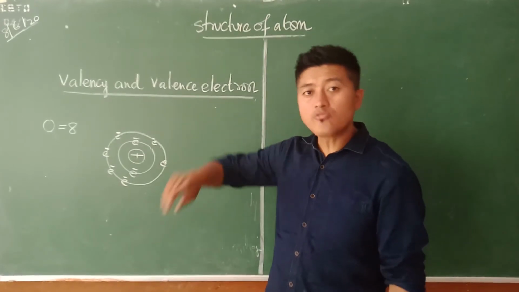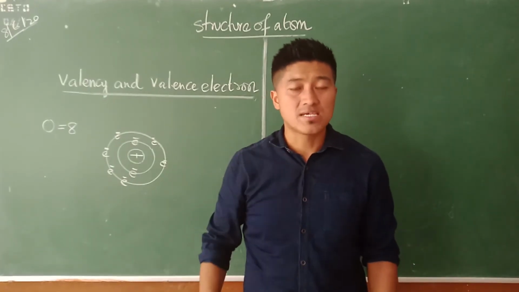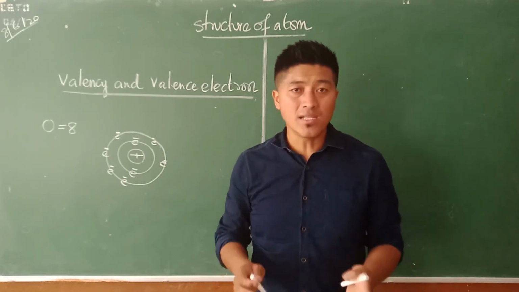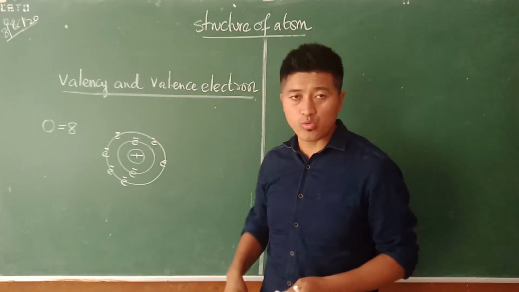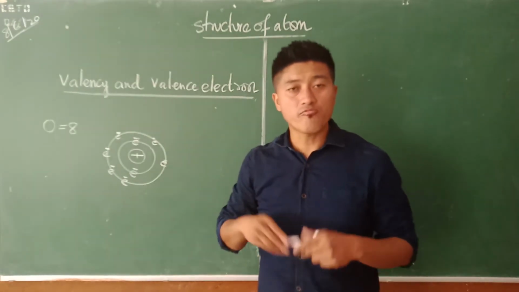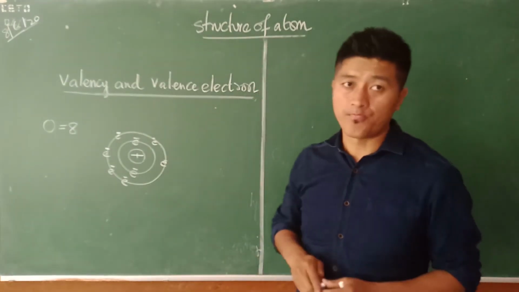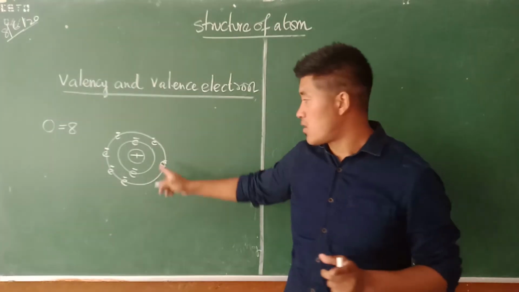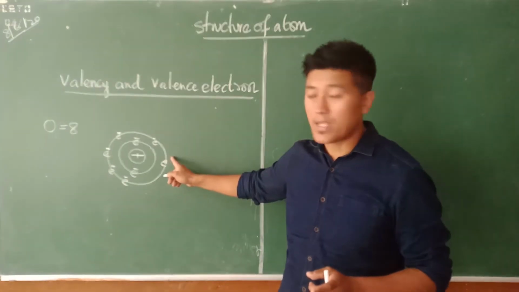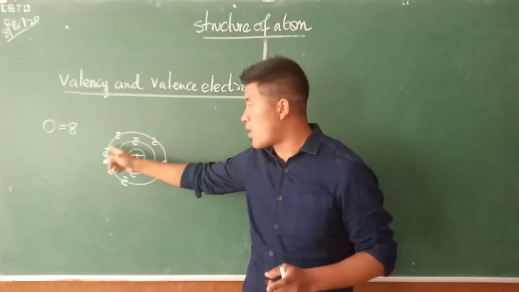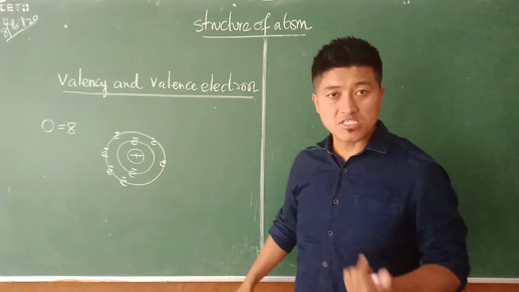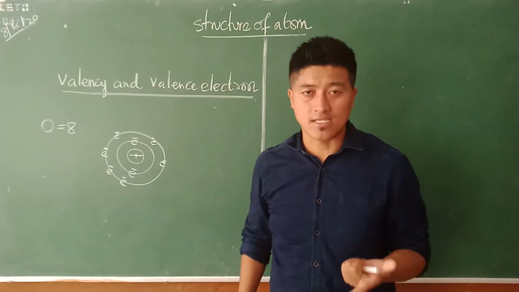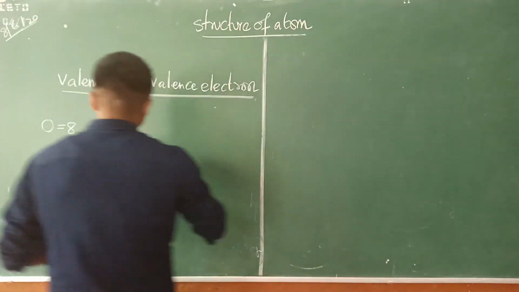So normally the outermost shell is what we used to call the valence shell. Is that clear? Outermost shell is also referred to as valence shell. And those electrons which are present in the outermost shell are what we refer to as valence electrons. So currently if you look at oxygen here, 1 and 2, this is the valence shell. In the valence shell, how many electrons are there? 1, 2, 3, 4, 5, 6, which is why we refer to the valence electrons as 6 in the case of oxygen here. Is that clear?